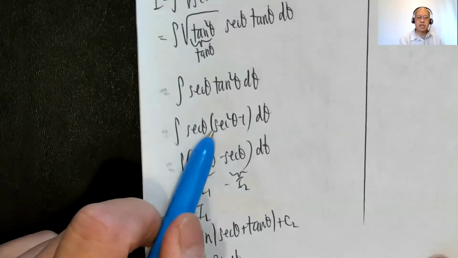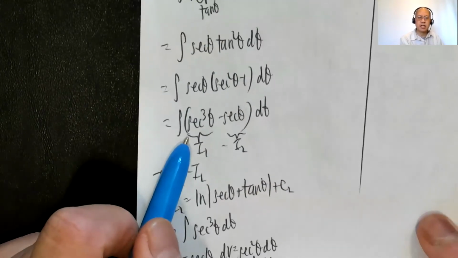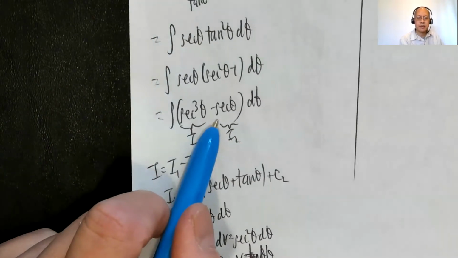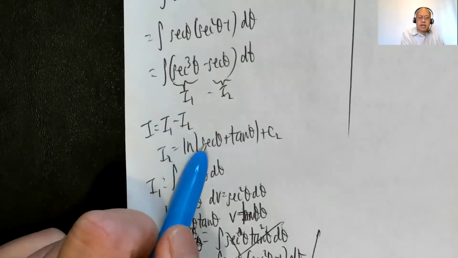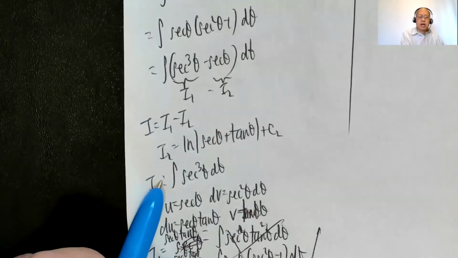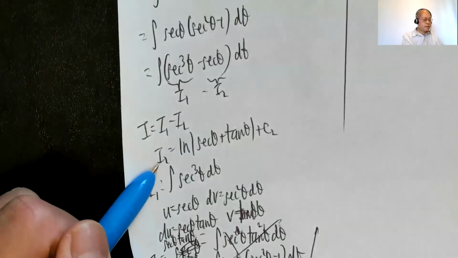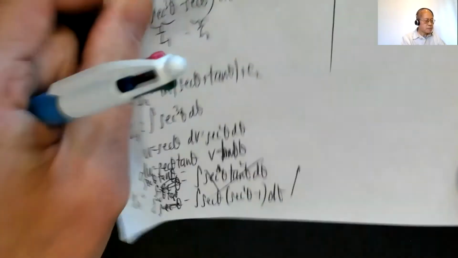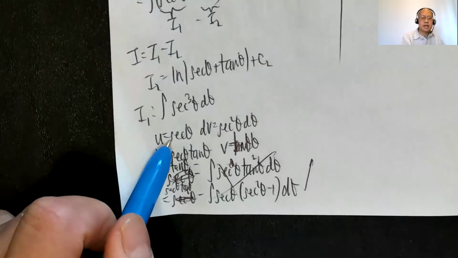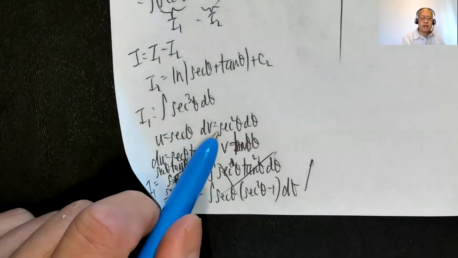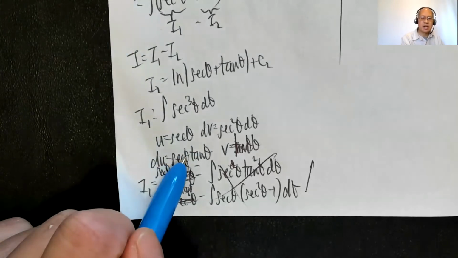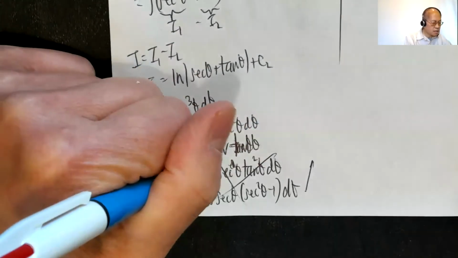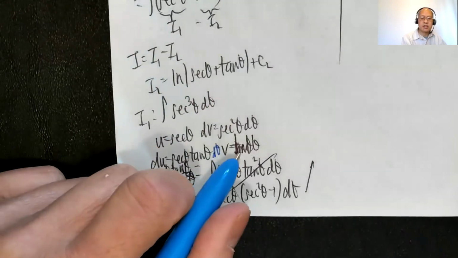Change tangent squared to secant squared minus 1. So integral of secant cubed minus secant. Okay, so call it I1 and I2. I2 is easy. That's ln absolute value of secant theta plus tangent theta plus C2. I1, to integrate secant cubed, let u be secant theta, dv is secant squared theta d theta, integrate by parts. Du is secant theta tangent theta d theta, v equals tangent theta. I messed up here, so forget that.